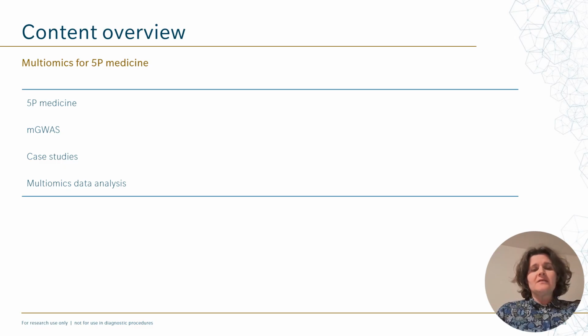Today I'm going to be discussing the concept of 5P medicine and how metabolomics and other omics are perfectly suited to help us advance medicine. After discussing 5P medicine, I'll look into specific combinations of metabolomics with other omics, especially genome-wide association studies or mGWAS, and also case studies with other omics. And we'll finish with a few words on how to perform multiomics data analysis.